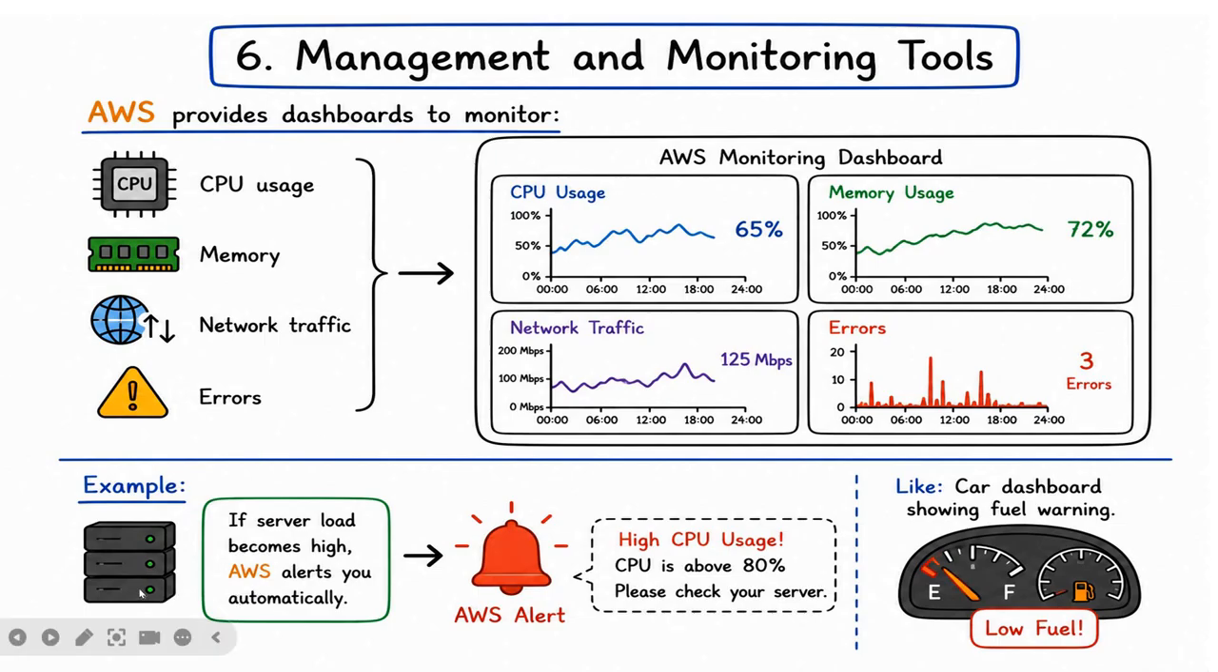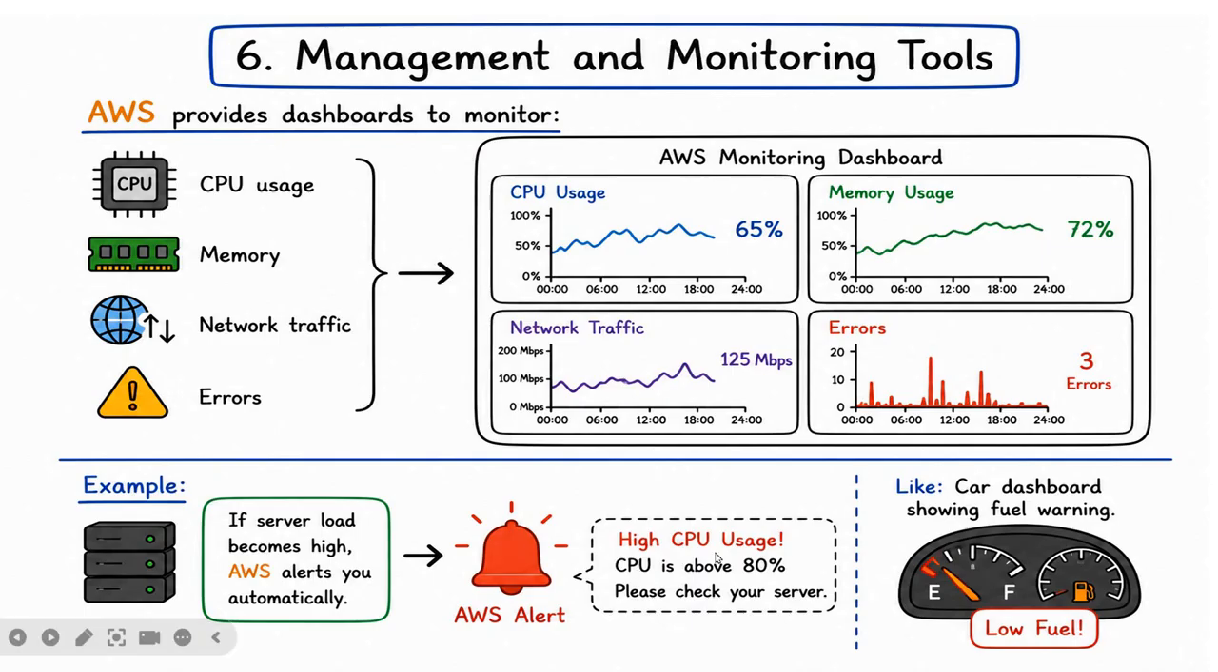For example, suppose you have a payment system which fails during the online registration. AWS monitoring tools immediately detect the failed request. They detect failed requests, application errors, and abnormal behavior. And the benefit is you will get faster troubleshooting, reduced downtime, and better user experience. Now if the server load becomes high, then AWS will alert you automatically. And when the system performance crosses a limit, it will send notifications, emails, or alarms.